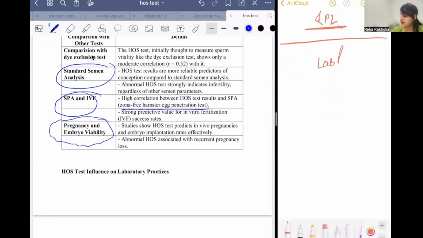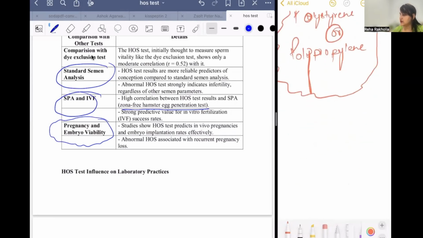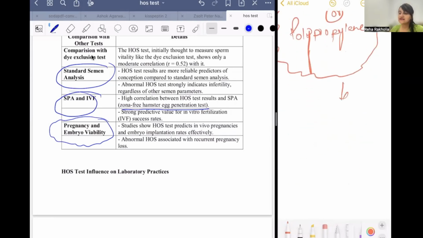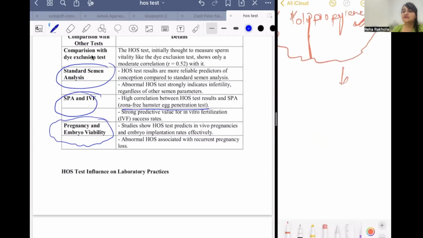Now we'll talk about lab practices. See, if the HOS test is done on container material using polystyrene or polypropylene containers, this can alter the HOS response compared to a glass container. Okay, means the HOS test should be done in a glass container, not in a polystyrene or polypropylene container. Now lab procedure: common sperm processing methods also impact the test result for hypo-osmotic swelling. Even if we do the HOS test after sperm processing, it will alter the result.